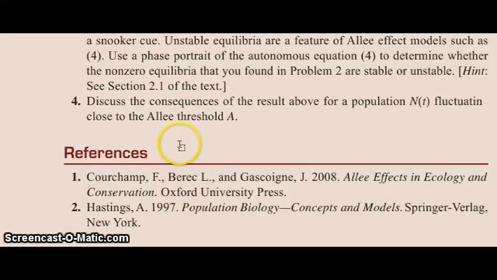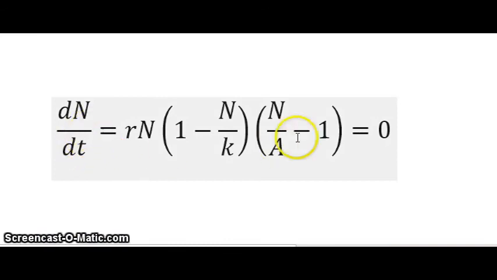So this is our last question: discuss the consequences of the result above for a population fluctuating close to the Allee threshold A. As we have discussed before, when the population is near the Allee threshold, it results in the number 1 here, and 1 minus 1 is 0. So the whole result will make 0. The dN over dt is 0, which means that the population is extinct.